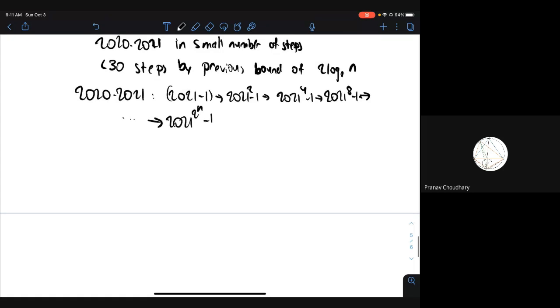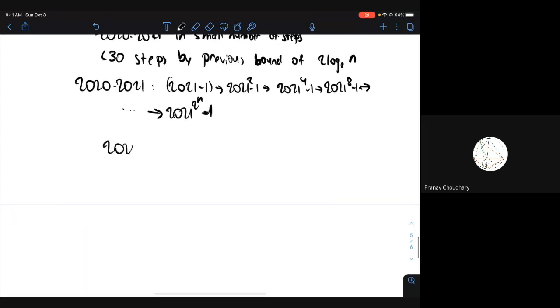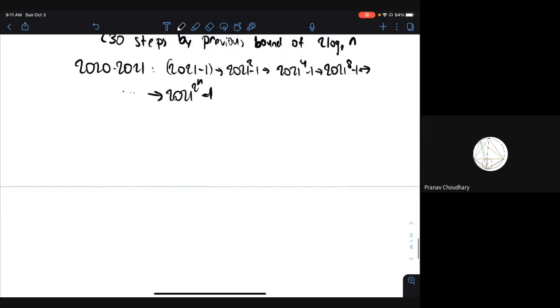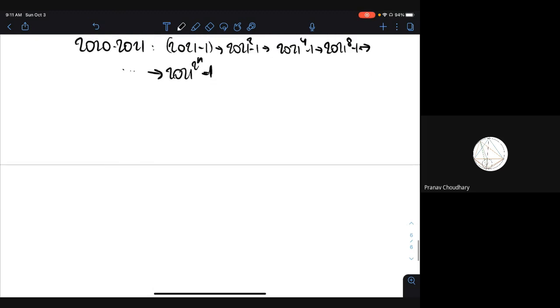So now if we just keep iterating, we'll eventually get 2021 to the big power minus 1. And then once we get to some sufficiently big power of 2021, we just have to get, sorry, just 1 second. Let me just check my notes really quick.